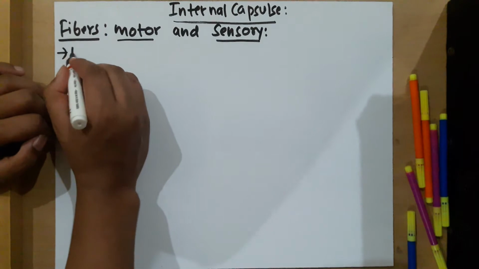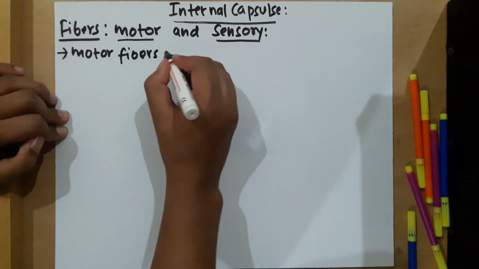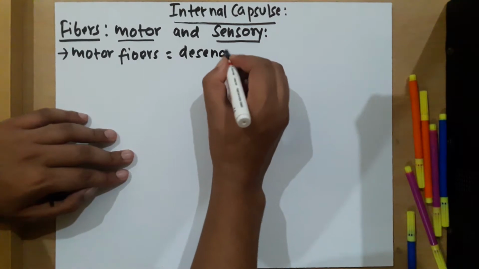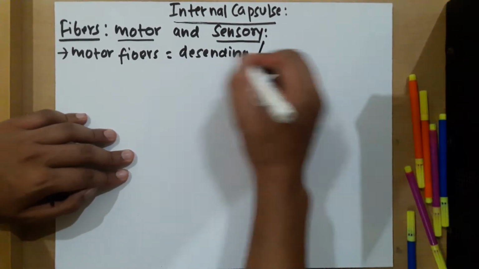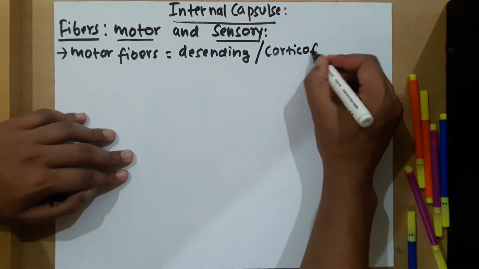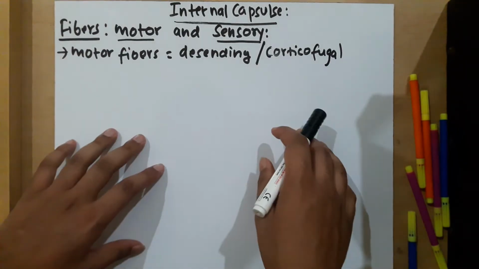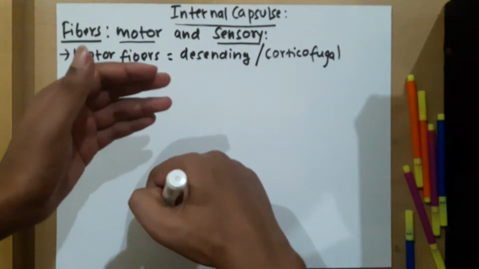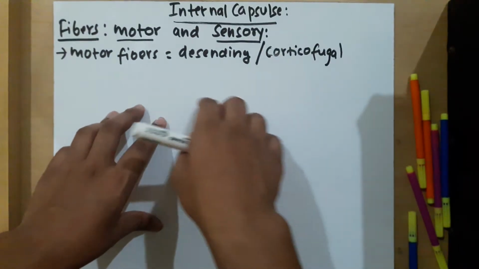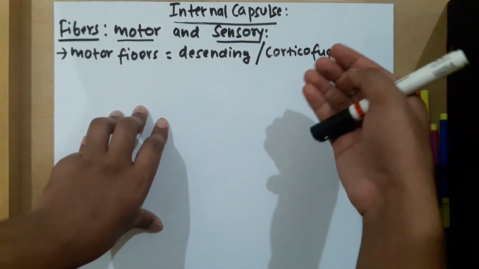So motor fibers, also known as descending or corticofugal. You have studied in physics centripetal force, that is towards the center, and centrifugal, away from the center. Same logic over here. Descending means going away from the cerebral cortex, corticofugal means going away from the cerebral cortex.